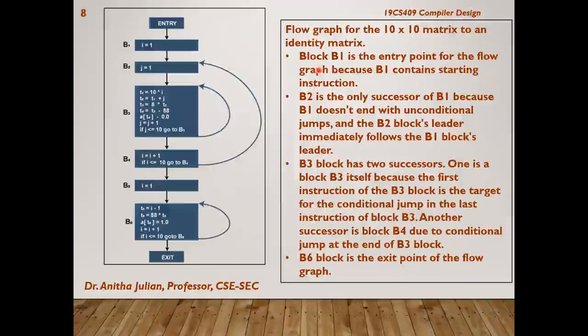B1 is the entry point for the flow graph because B1 contains the starting instruction. Then B2 is the successor of B1 because B1 does not end with an unconditional jump, and B2's block leader immediately follows. All this we already discussed. That is how we have drawn the blocks. Now we are just connecting the blocks by the flow of the program, and that becomes our flow graph.